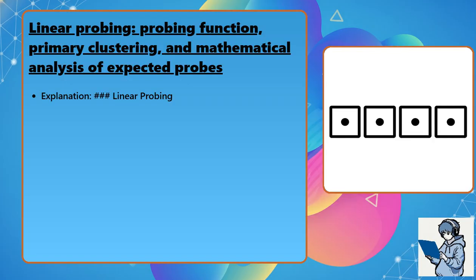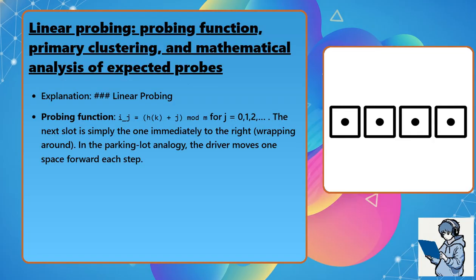Explanation: linear probing. The probing function is i_j = (h(k) + j) mod m for j equals 0, 1, 2, and so on. The next slot is simply the one immediately to the right, wrapping around. In the parking lot analogy, the driver moves one space forward each step.